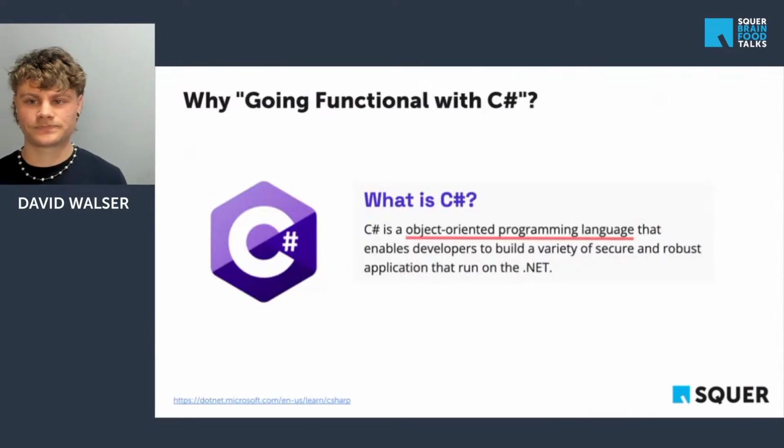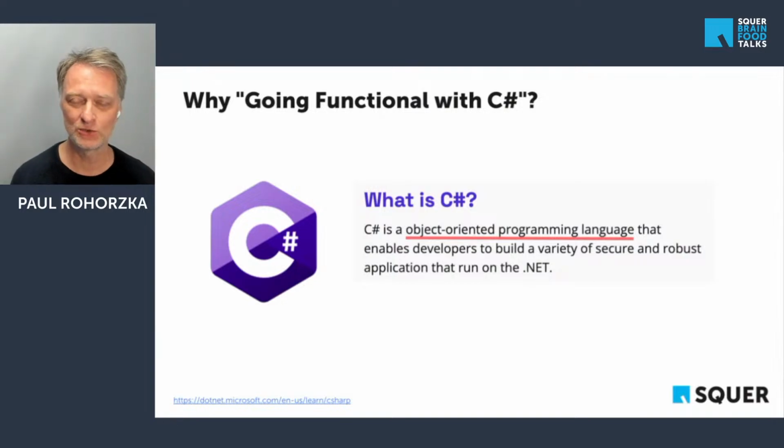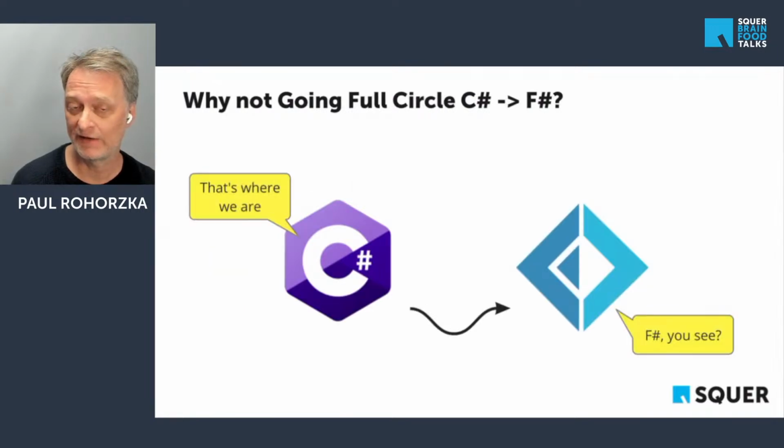Okay, so now let's ask the question, if we want to go functional, why do we go with C#? Because if we look at what C# is in the Microsoft documentation, we see it's an object-oriented language. So why would we ever use C# and not F#? Because as we know, on the .NET platform, there is a very dedicated and very well-received language called F# that is just there to really support the functional programming paradigm.